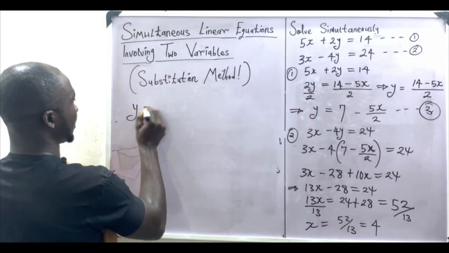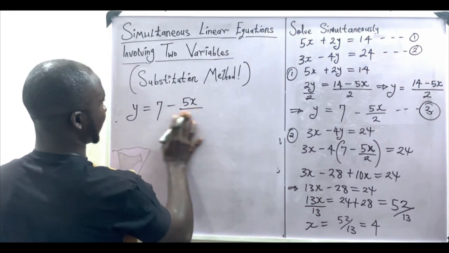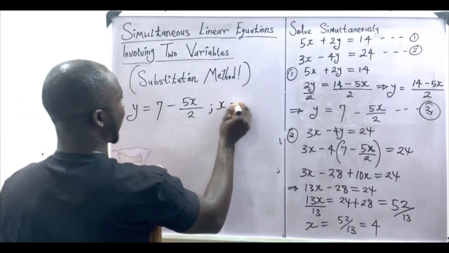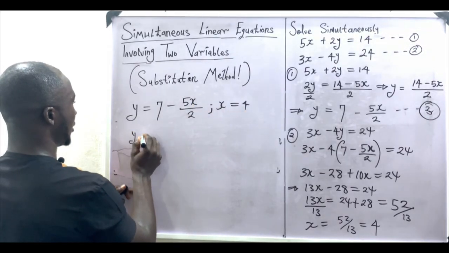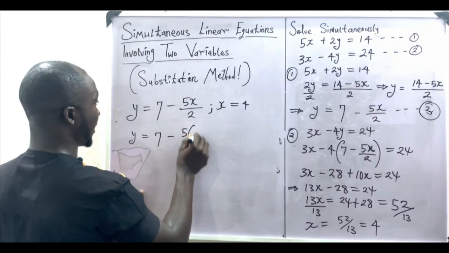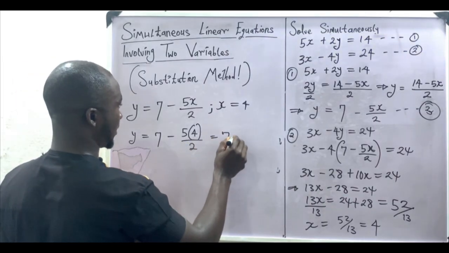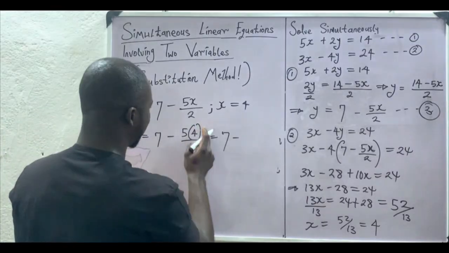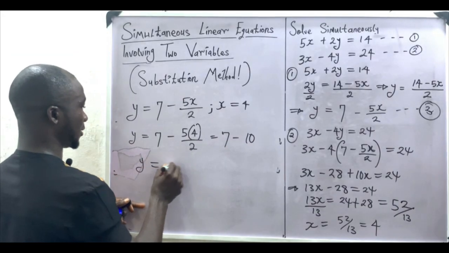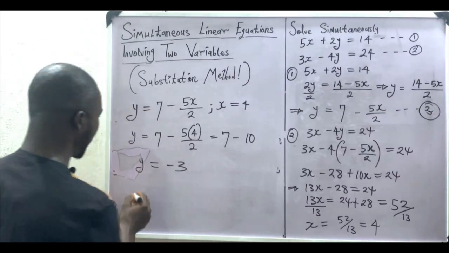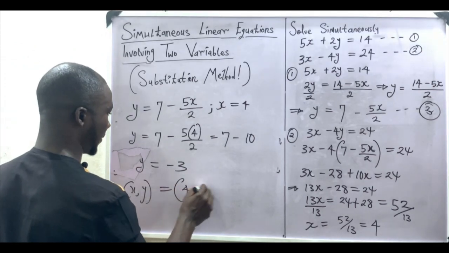Equation 3 says that y is equal to (7 minus 5x) divided by 2. And of course, you know that our x is now 4. So when we replace this x with this actual value 4, our y will be (7 minus 5 multiplied by 4) divided by 2. And this is exactly 7 minus 5 times 4 is 20. 20 divided by 2 is 10. And so our y is equal to 7 minus 10, which is minus 3. So we have obtained our values of x and y that satisfy this equation to be 4 and minus 3.